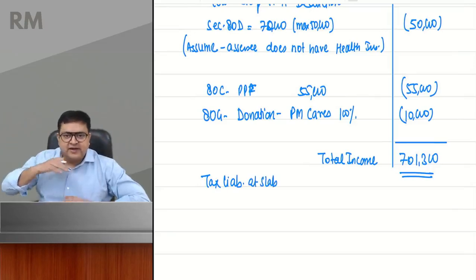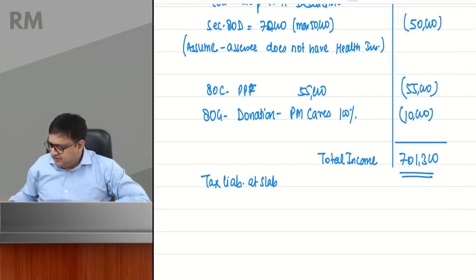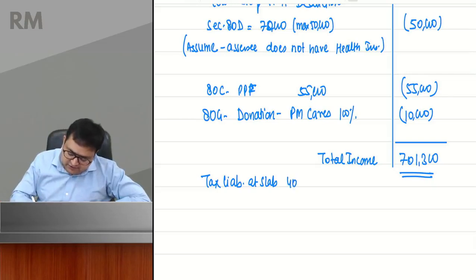First 5 lakh, nil. Next 5 to 10 lakh, 20%. So 701,300 minus 5 lakh, 20%, 40,260. Let me add cess also right here.